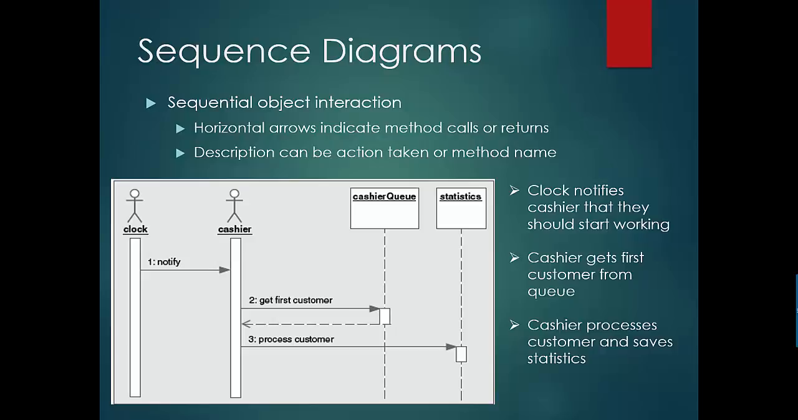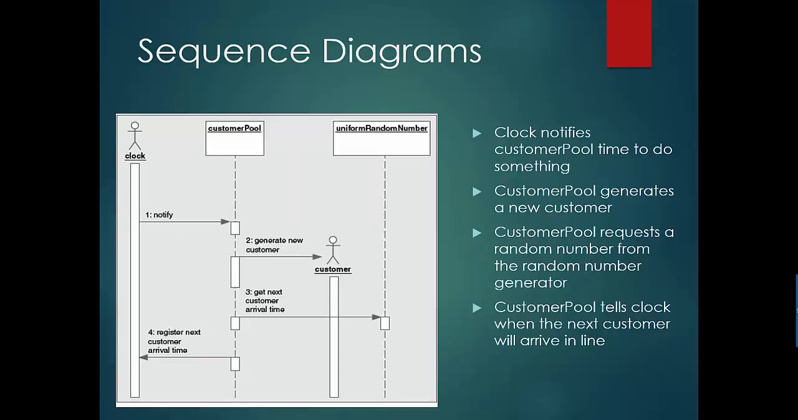Notice that the cashier waits for a first customer to be returned, but does not wait for a response from the statistics object. In this example, the clock notifies the customer pool that it is time to generate a new customer. The customer pool creates a new customer and then gets the random number that represents the arrival time for the next customer. The customer pool then reports back to the clock where the time is registered as an alarm.